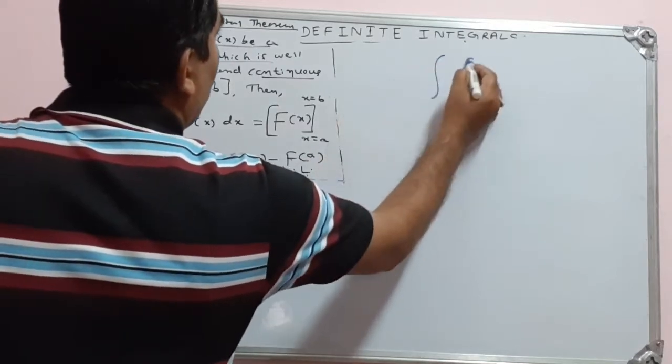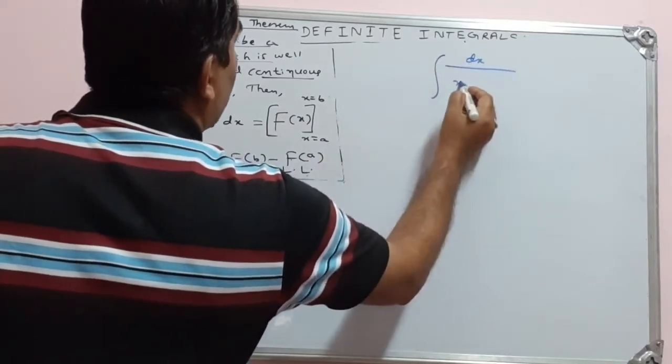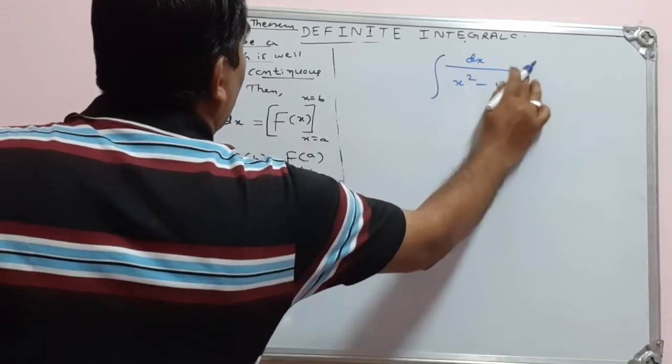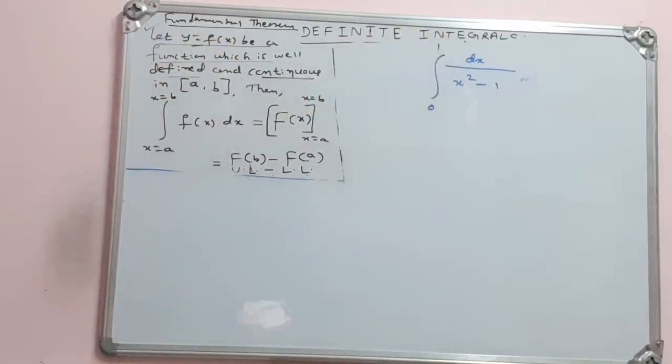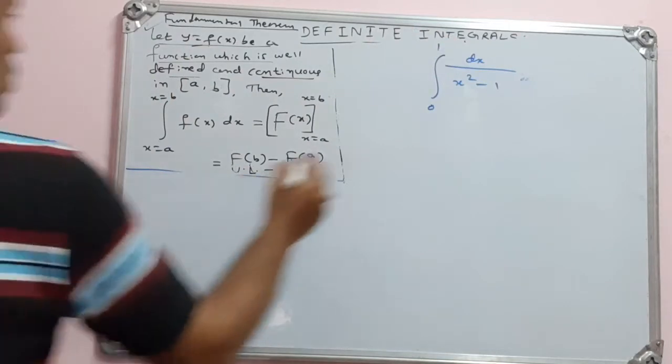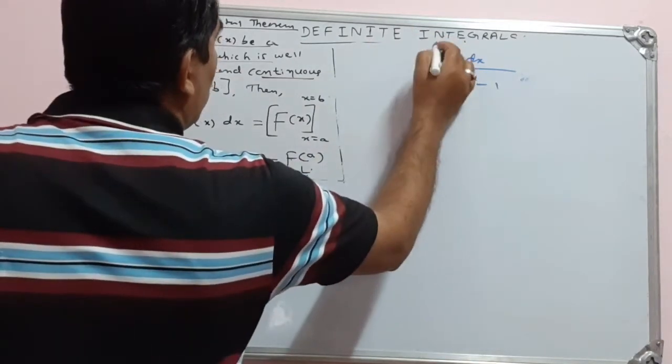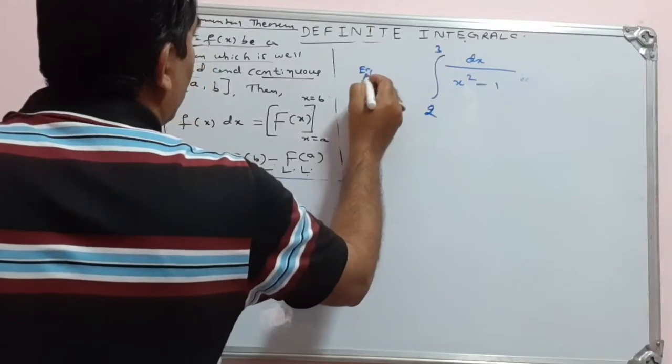See, integration of dx divided by 3x square minus 1, from 2 to 3. So this is 2 to 3. Let us go for the next example.